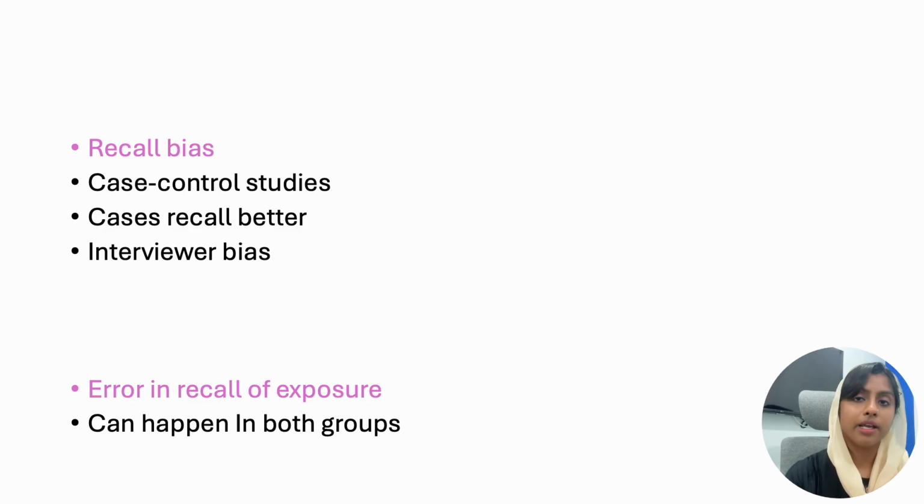Another thing is recall bias. This generally happens in retrospective studies, especially the case control study, where the cases are more likely to recall their events or the exposures. And there can also be interviewer bias, where the interviewer asks the cases again and again for the exposure history because they suspect that it's more likely that the cases have more exposure. And also sometimes the error can occur while recalling equally for both cases and controls. So these are different types of information bias.